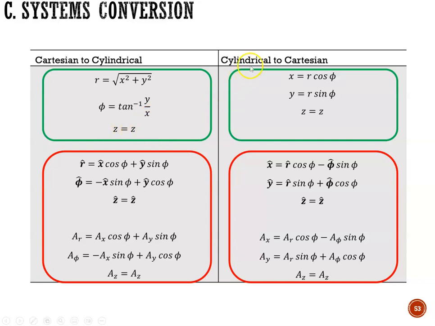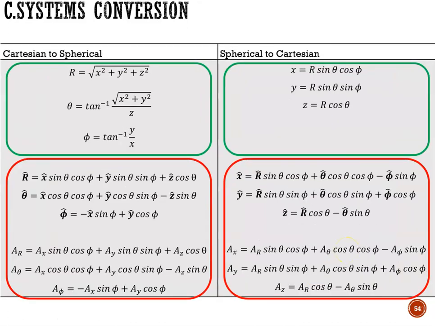But if you want to change cylindrical to Cartesian, you want to achieve x, y, z. So x would be equal to r cos phi, y would be equal to r sin phi, and z would remain the same. Next one, you have Cartesian to spherical, meaning that you are trying to change from x, y, z to R, theta, and phi. And then from spherical to Cartesian, meaning that you are trying to change from R, theta, and phi to x, y, z.